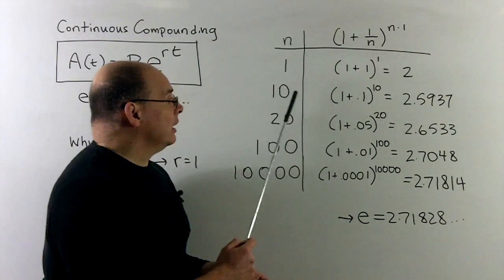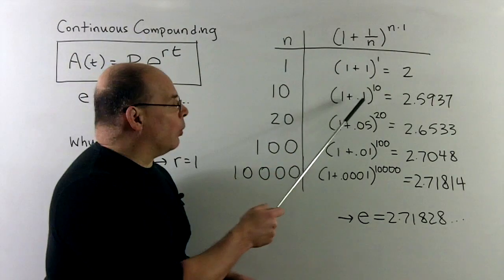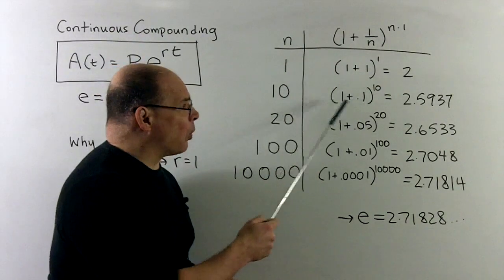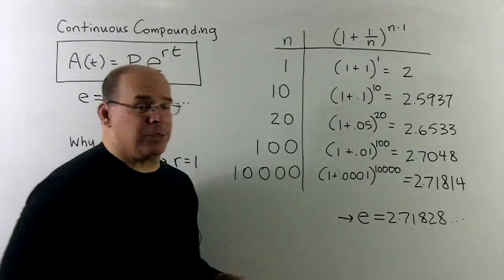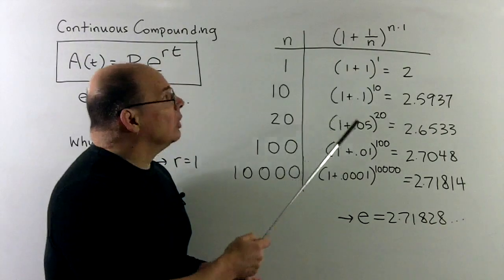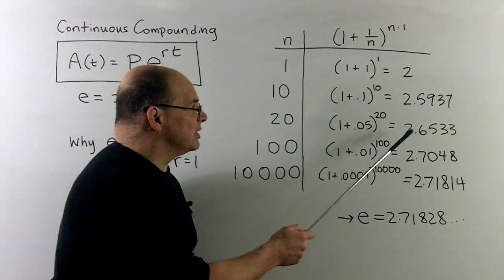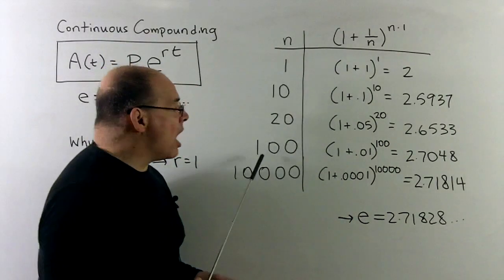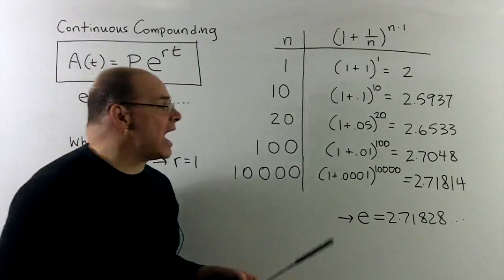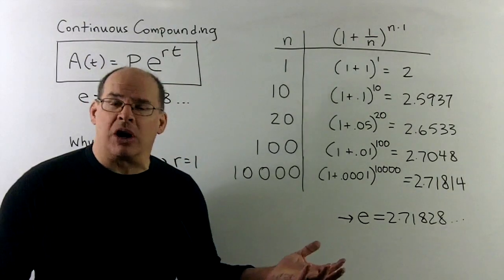If I do it 10 times in a year, the interest rate is going to become a 0.1 for each period. We're going to compound interest 10 times. I work it out. We get 2.5937. So it's growing. 20 times, 1 over 20 is a 0.05. 1.05 to the 20, we get 2.6533. 100 times, we get 2.7048. 10,000 times, we get 2.71814, and we see the decimal starting to come out.